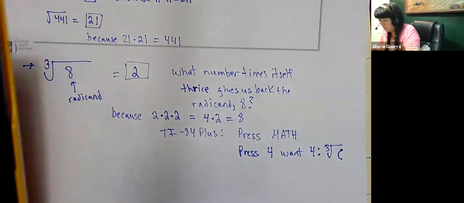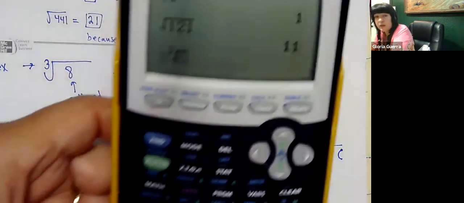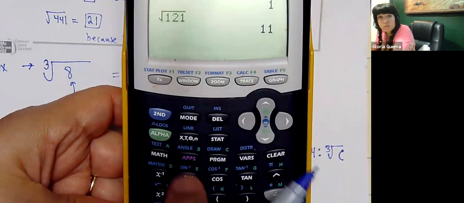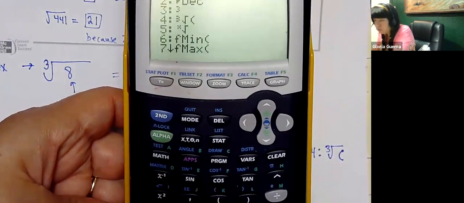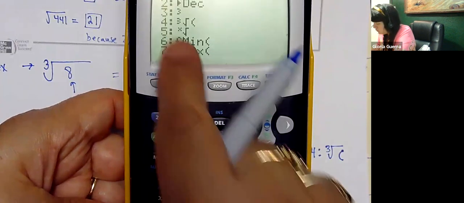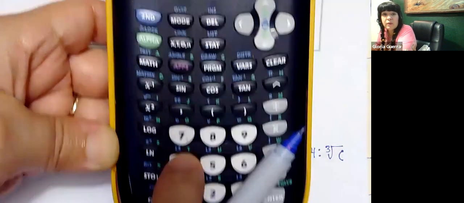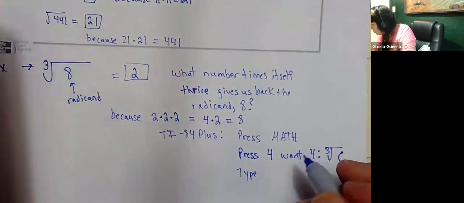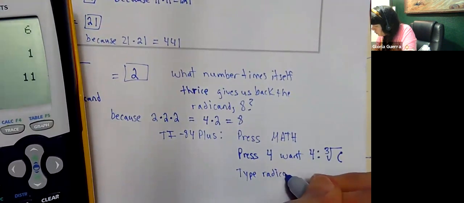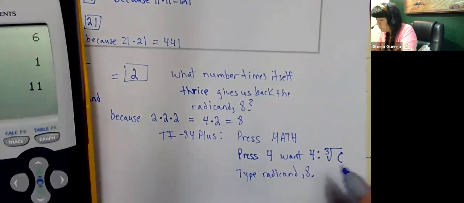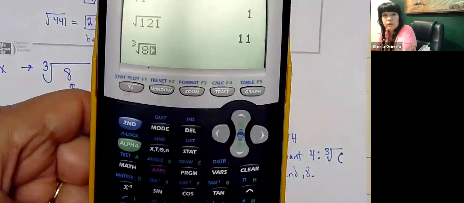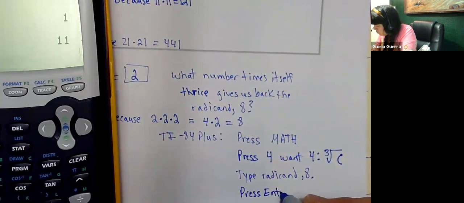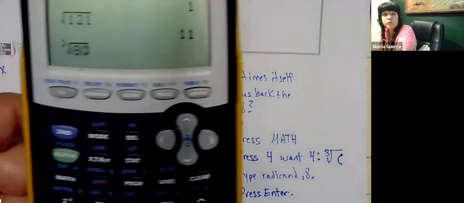So I hit math, clear that, hit math, and then I hit number 4 because of this. So I just hit 4 and then that pops up. And then I type the radicand, which was 8, the number underneath the radical expression. So I type 8 and then I just press the enter button, and it should give me 2.